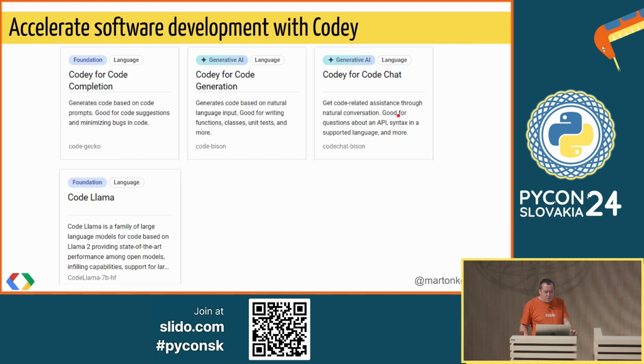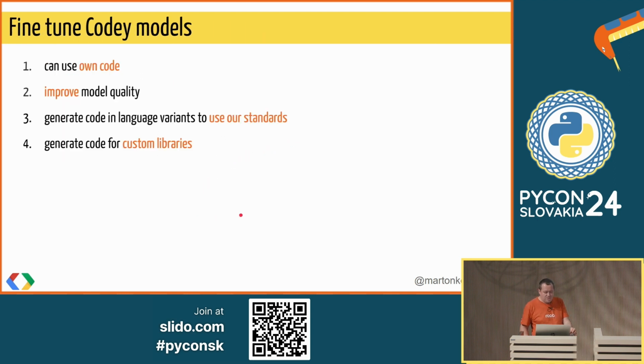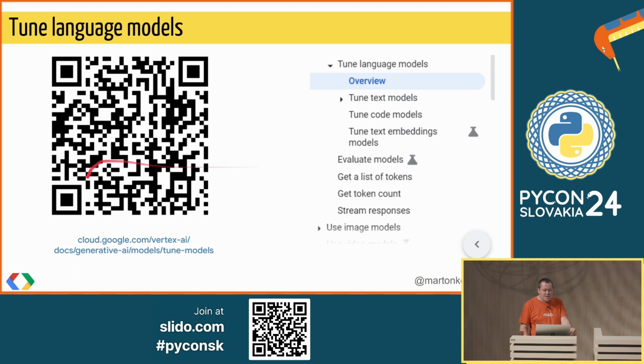I won't talk too much about Codey. Codey is the tool that I use most because I can use it as a coding developer. You can use it to improve model quality, generate coding language variants, and generate code for custom libraries. There is a page, tune text and code models. You can find out how to tune a model using your specific framework and your coding style, and be your co-pilot, or Duet AI or whatever. And this is trivial because we need to get there, first with the person that deals with the technology itself.